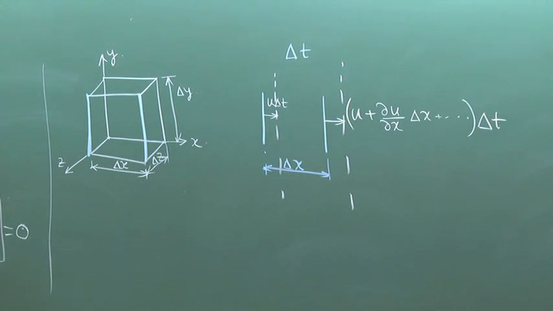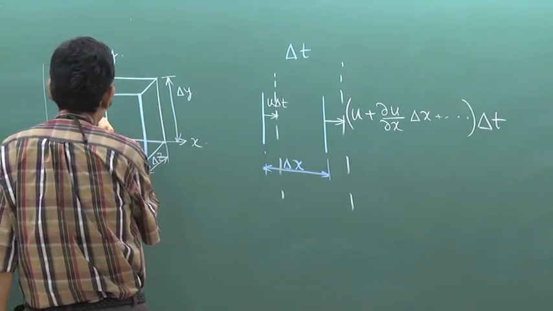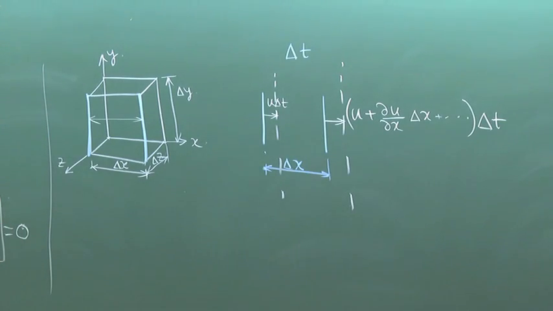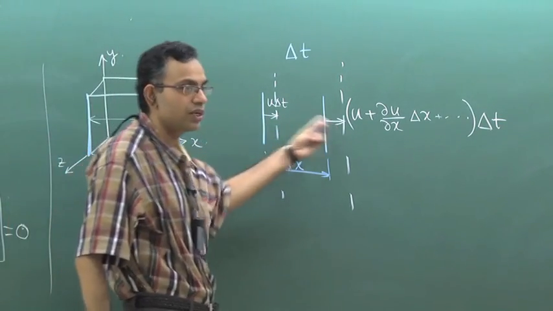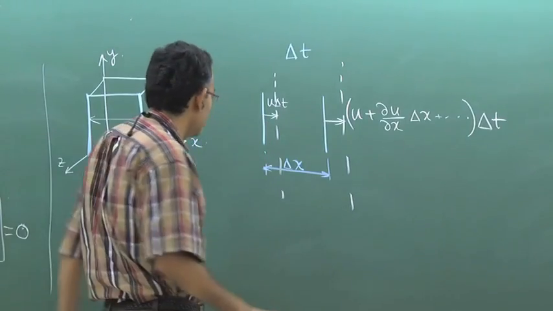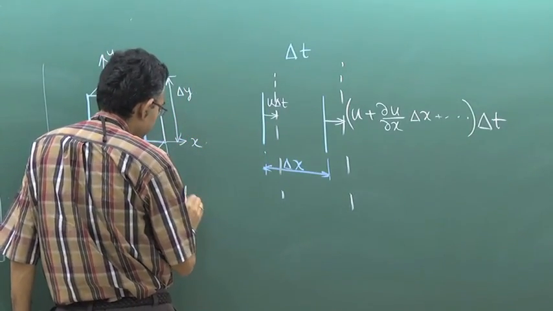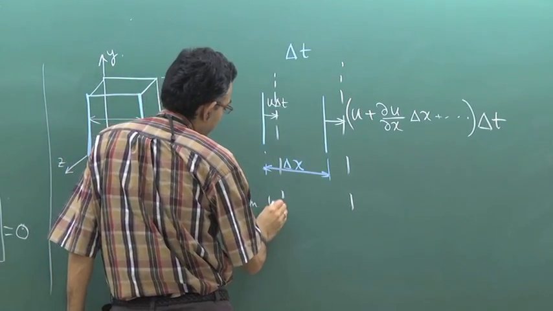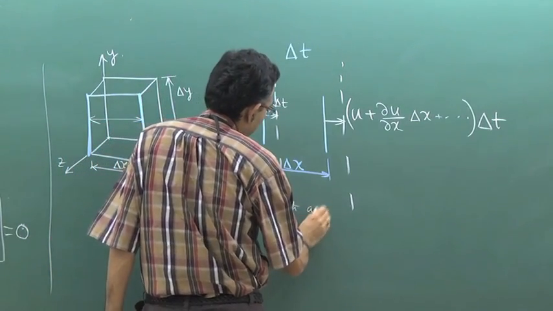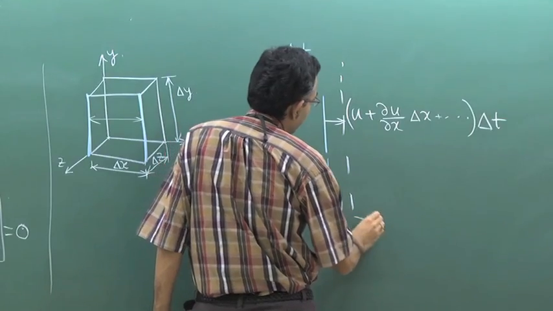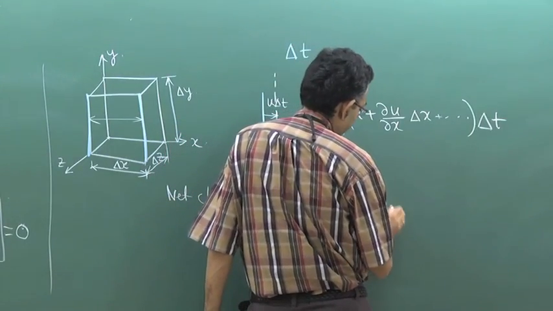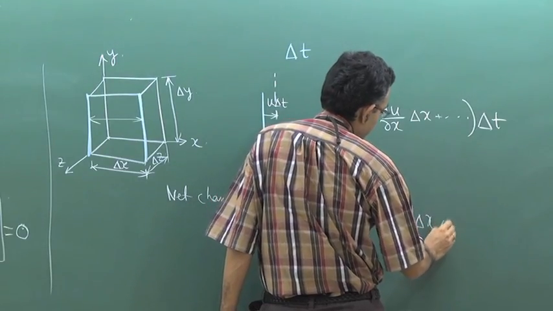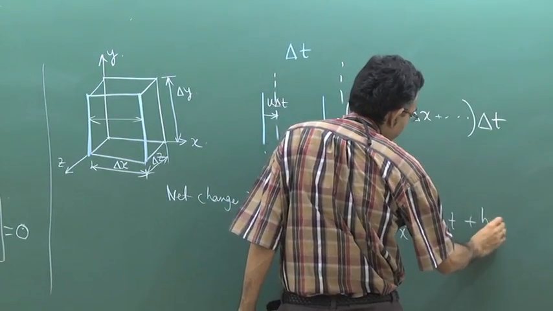So, what is the net change in the length? This was the length along x. What is the net change in length? That is the difference between these two displacements, that is the net change in length. So, net change in length along x, that is, del u del x into delta x into delta t plus higher order terms.